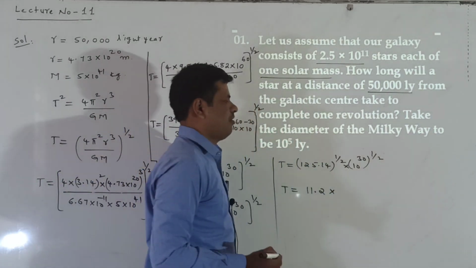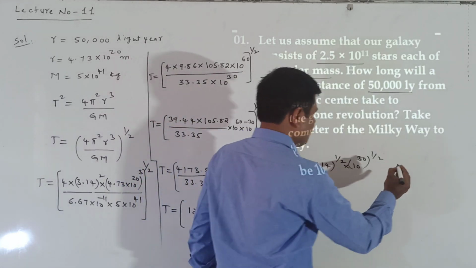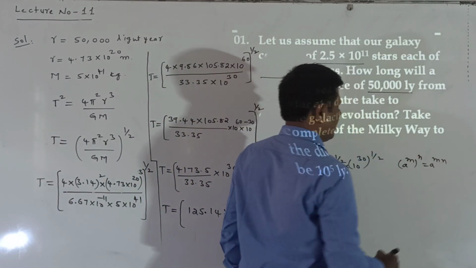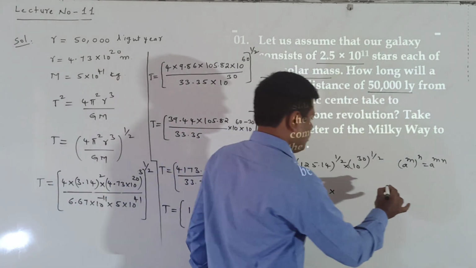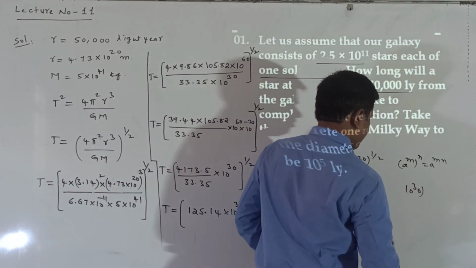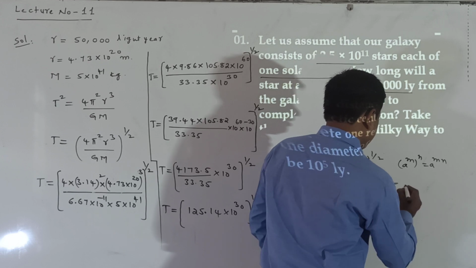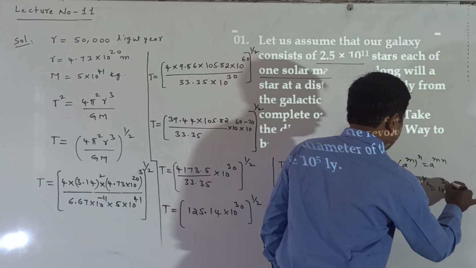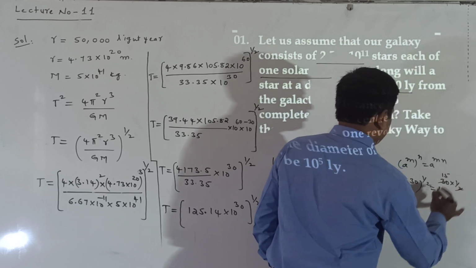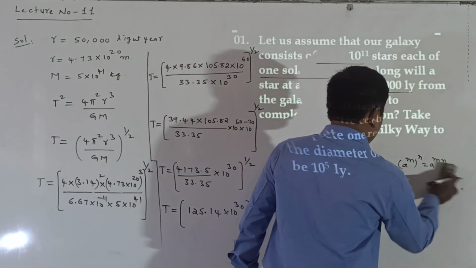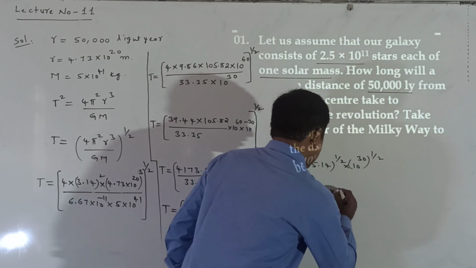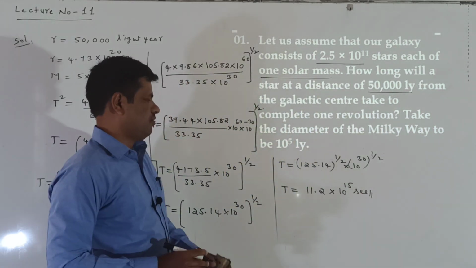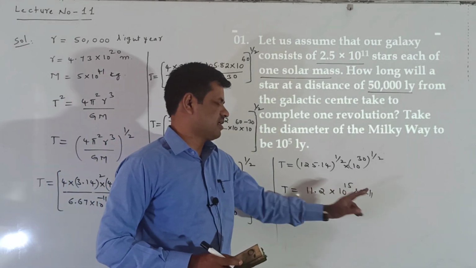10 power of 30 whole power of 1 by 2. Here a to the power of m whole power of n is equal to a to the power of m into n. That is the formula. So 10 power of 30 whole power of 1 by 2 is equal to 10 power of 30 into 1 by 2, which gives 10 power of 15. So 10 power of 30 whole power of 1 by 2 is equal to 10 power of 15 seconds. This is the time period value: 11.2 into 10 power of 15 seconds.